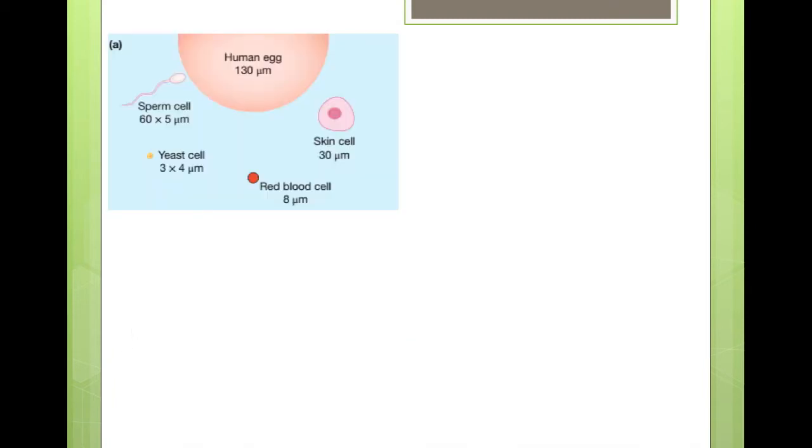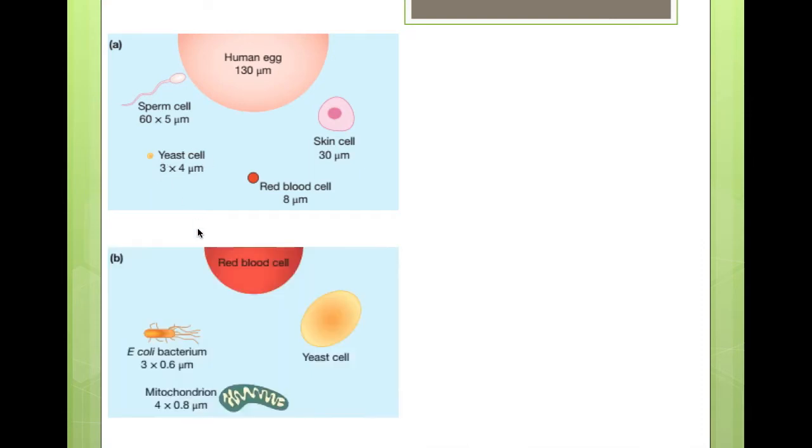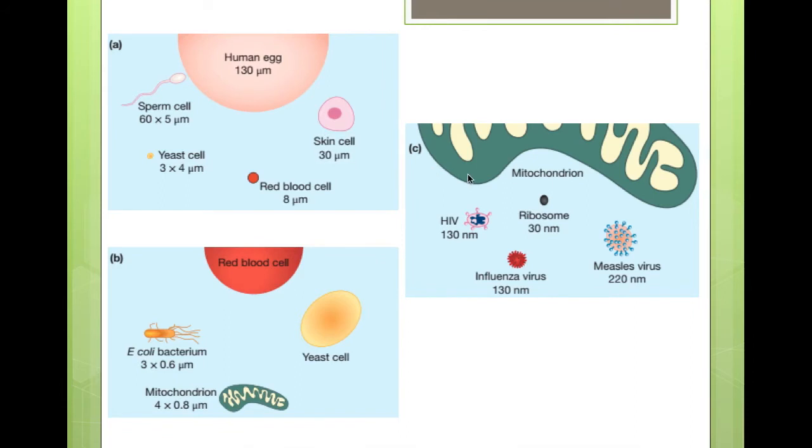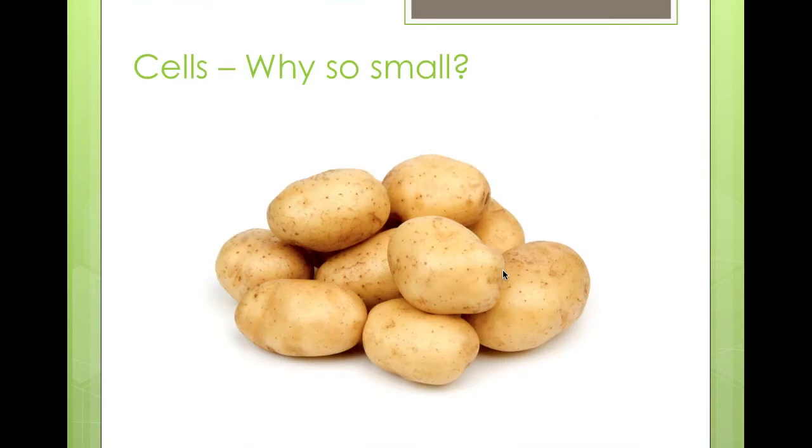Once again, same thing in sizes. There's a human egg, human sperm, skin cell, red blood cell, and then the yeast, which is what we put in our bread to make it rise. If you go even smaller than that, there are things smaller than the yeast and the red blood cell: your mitochondria, bacteria, E. coli bacteria, and then you can get even smaller: viruses, ribosomes, HIV, influenza, and things like that.